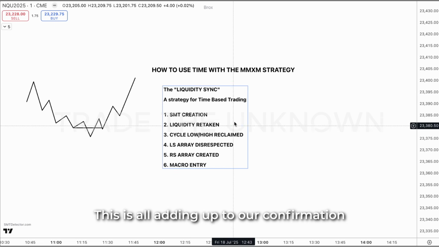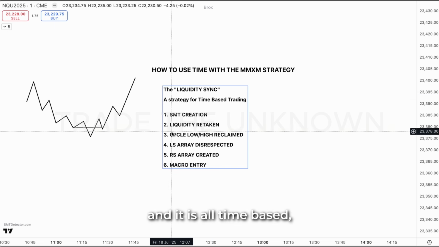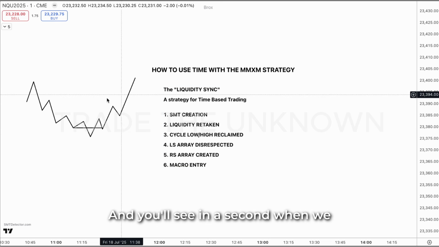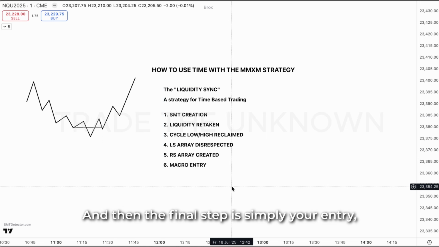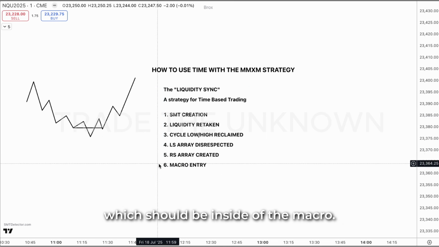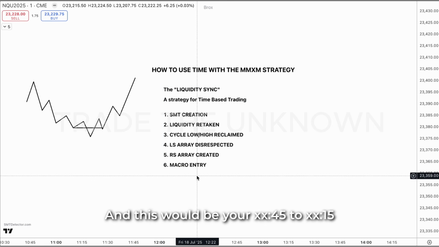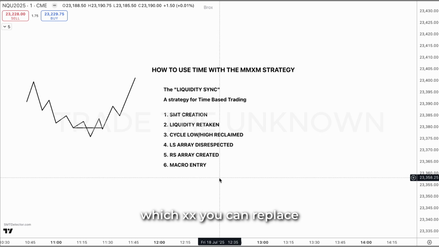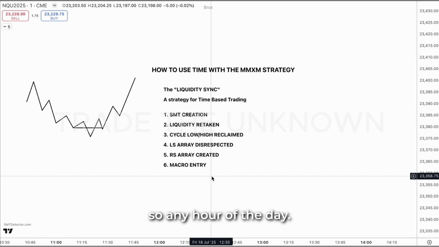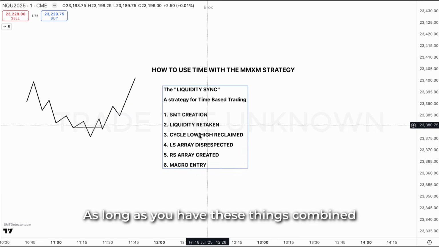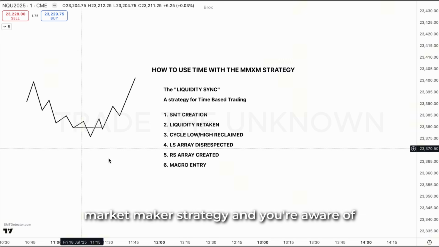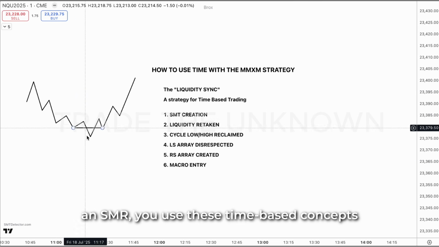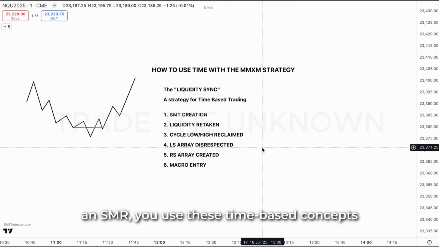This is all adding up to our confirmation, and it is all time-based because we're timing it around the SMR, and you'll see in a second when we combine it with the time cycles how it actually works. And then the final step is simply your entry, which should be inside of the macro. And this would be your XX45 to XX15 time window, which XX you can replace with any hour. So any hour of the day, as long as you have these things combined with your knowledge from the market maker strategy and you're aware of where we are and you anticipate an SMR, you use these time-based concepts to frame your entry.